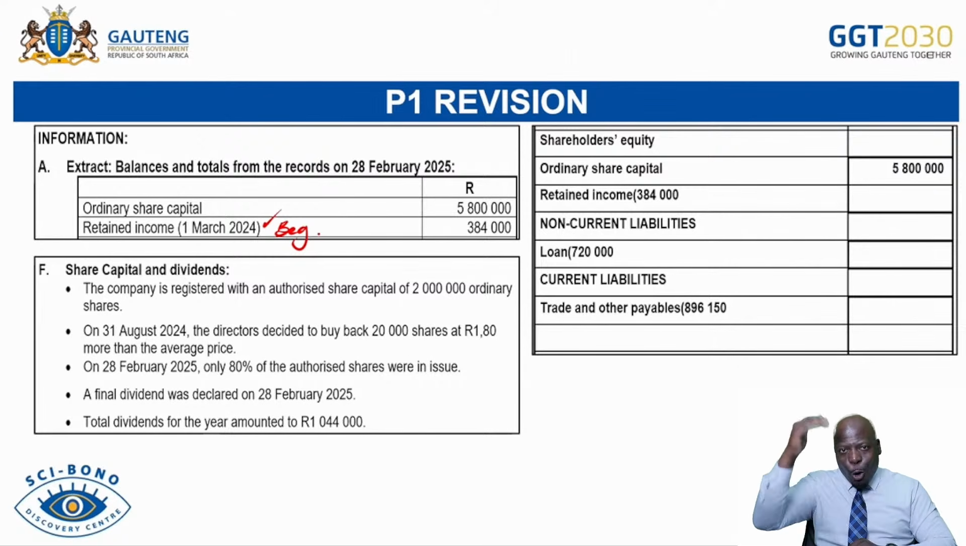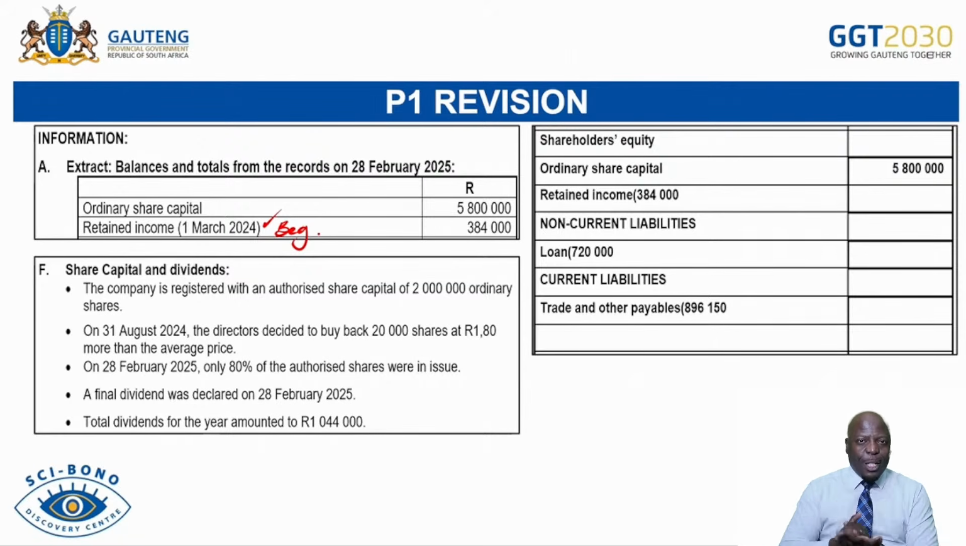Retained income at the beginning goes to the beginning. Retained income at the end goes to the end. But retained income after the repurchase of shares is something you really need to work on as well. Let's go on to the next one. We're given retained income here, which is 384,000. We're told the company is registered with an authorized share capital of 2 million ordinary shares. On 31 August, the directors decided to buy back 20,000 shares.